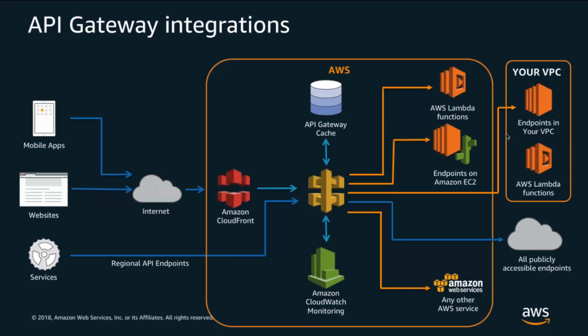Now, one last point to mention here is that with API Gateway, you can also put backends that exist privately inside of your VPC behind it. Whether those be on EC2 or on Lambda, or you could put API Gateway in front of resources that are behind a VPN or a Direct Connect tunnel back to your own private infrastructure. You can also use API Gateway that way as well.